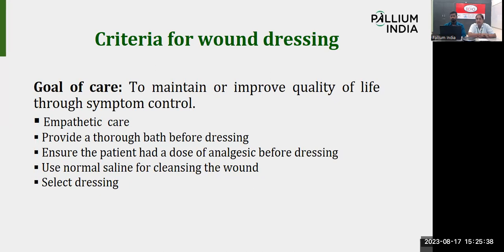Okay, then controlling odor and infection. Thank you. Then managing the exudate. Yes, these are all the points which we already discussed. Thank you for responding. Preventing infection. Yes. Okay, so these are the principles which we have to follow. But those principles will be our goal to deal with that, right? So the goal will be to maintain and improve the quality of life through symptom control, as you have said.